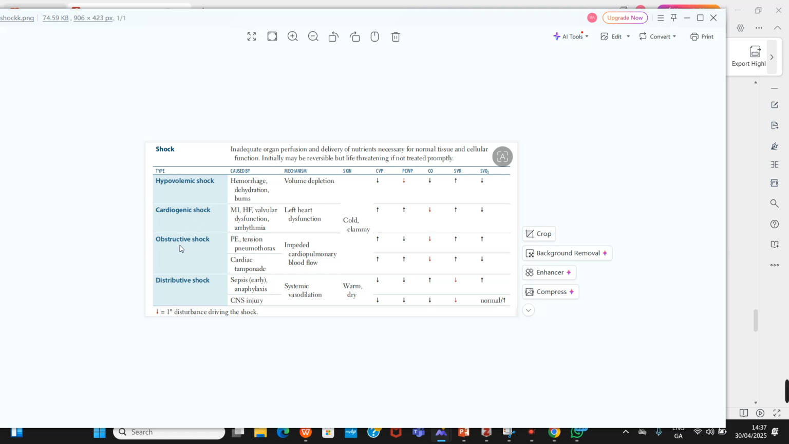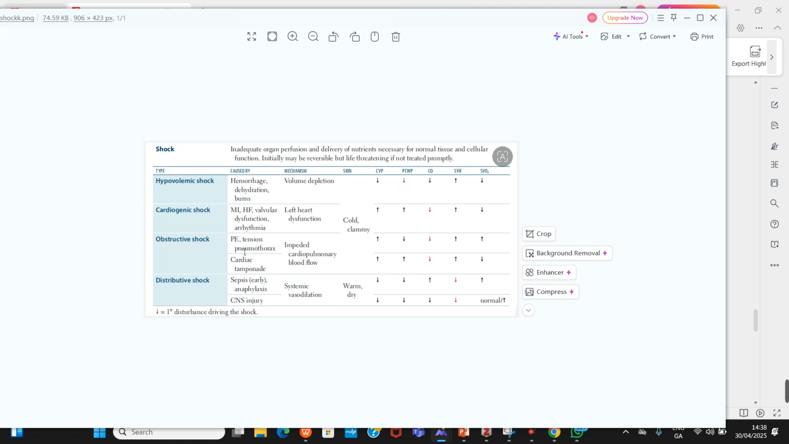Obstructive shock. So here, it's not as if there's a problem with the contractility of the heart. No, there's just some form of obstruction somewhere, maybe within the vessel, or the heart in itself is kind of compressed, making it difficult to get blood out of the heart into the tissues. So somebody with a cardiac tamponade, the heart is compressed. Somebody with tension pneumothorax, there's a lot of tension within the lungs. And because the heart is sandwiched between the lungs, it can be compressed in the process too. Or maybe somebody has a pulmonary embolism, creating an increased afterload for the right ventricle.